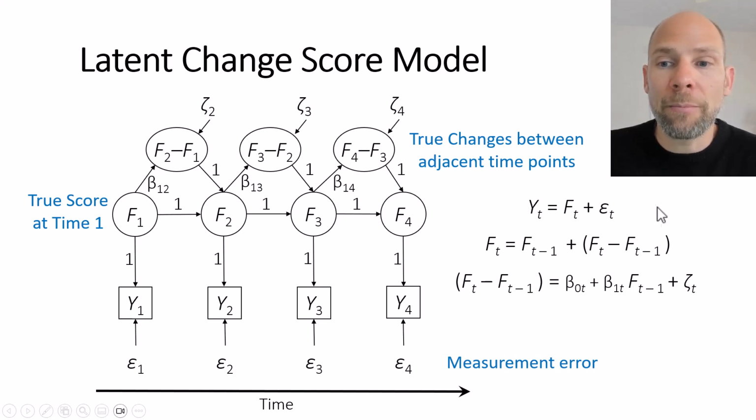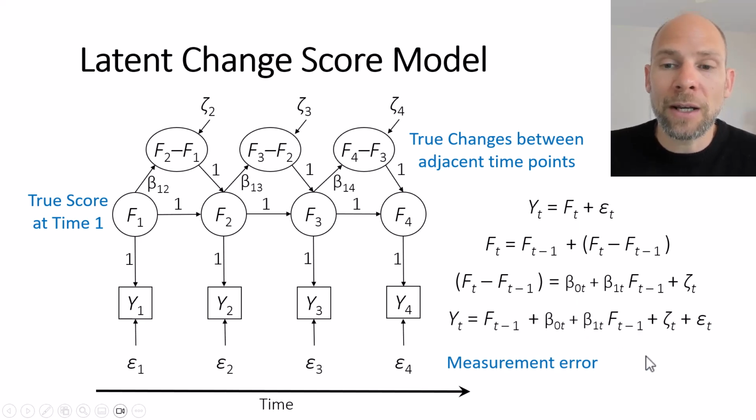And so when we combine all those equations, where we can insert what we have here for ft into the measurement equation, and we can insert what we have here for ft minus 1 into this equation here, then if we combine those together, we have a measurement equation that summarizes the entire model in the same way as we saw for the growth curve model, but it's more complex.